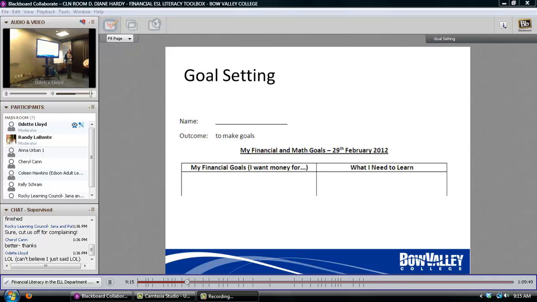So in a lot of the resources that you'll see in the toolbox itself, we focus quite a bit on goal setting. And we do it in steps. So often it starts in the classroom with goal setting in the classroom, and then helping them to goal set for when they leave us or when they venture into the workforce.